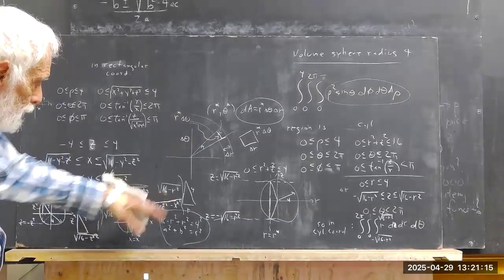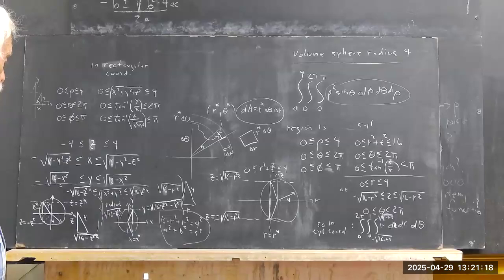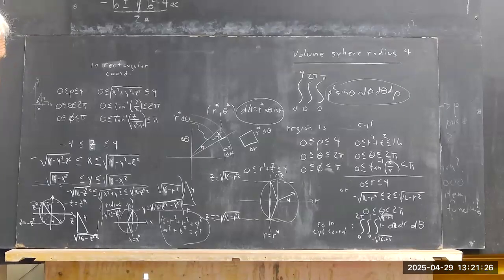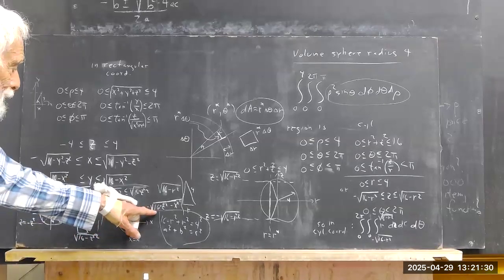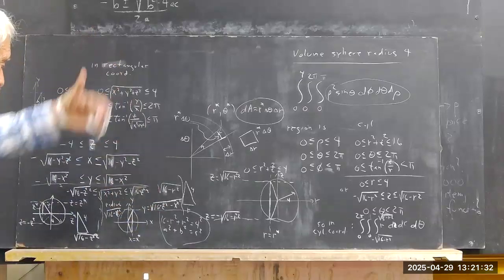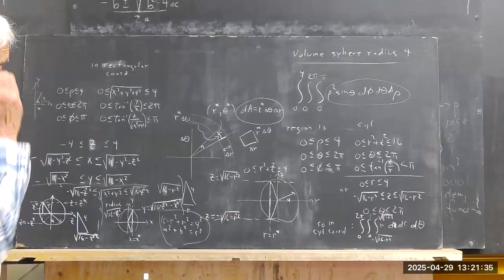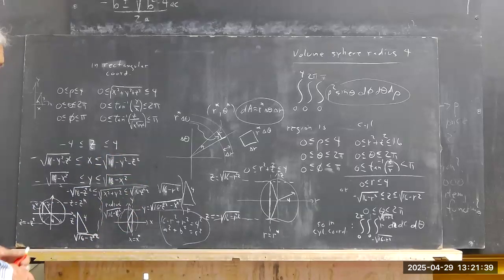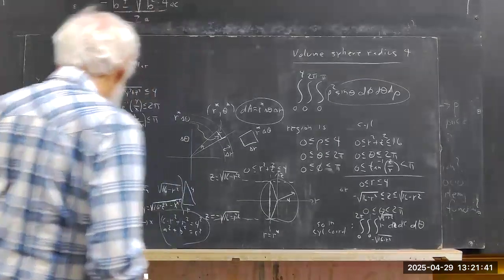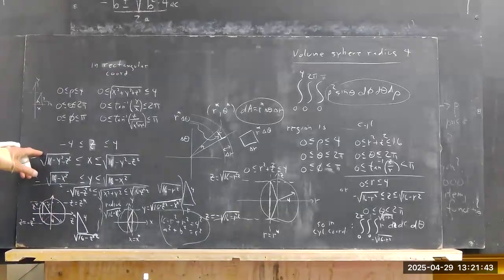And then this follows. But we get that y is going to go from negative this up to this. So there's nothing wrong with these inequalities. They're the same.